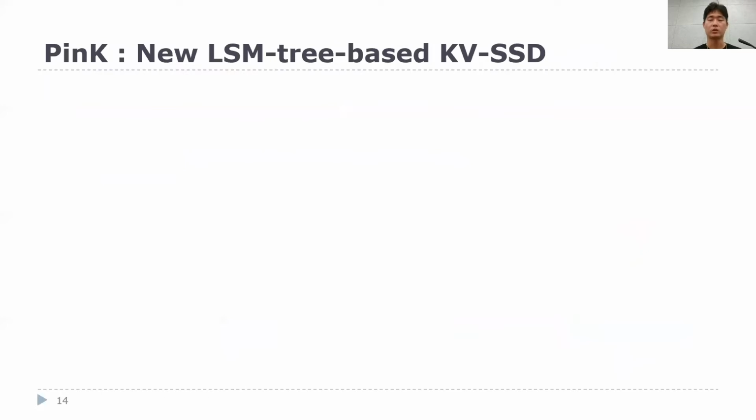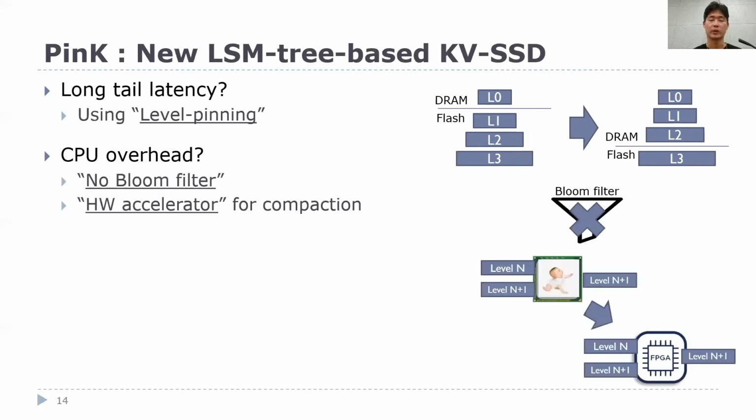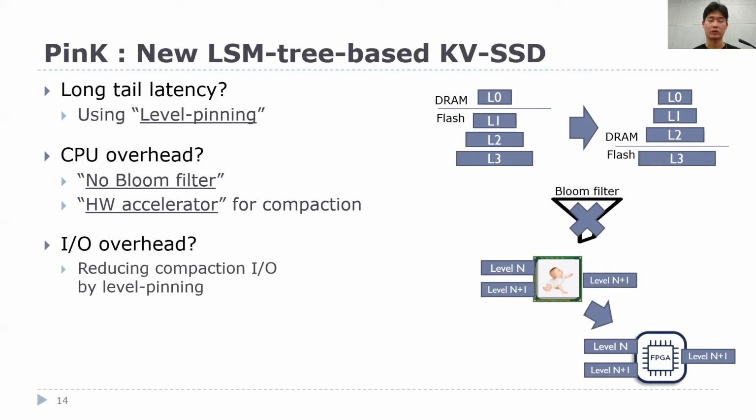PinK is a new LSM-tree-based KV-SSD which resolves the problems that were mentioned previously. The long tail latency problem is resolved by level pinning, which is storing the top several levels of the LSM-tree in the DRAM. The CPU overhead is resolved by removing the Bloom filter and adopting a hardware accelerator for compaction. The I/O overhead can be dealt with by the level pinning technique, which can reduce compaction IOs. Also, PinK further reduces the IOs by reinserting the valid data to the LSM-tree on SSD's garbage collection.